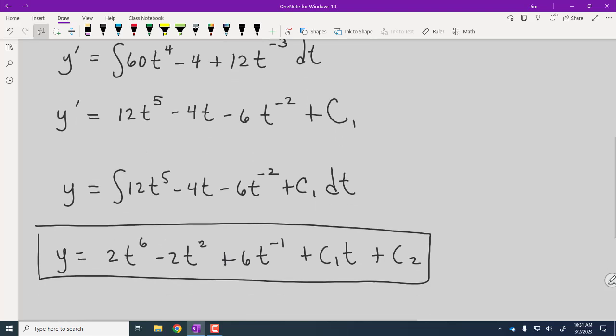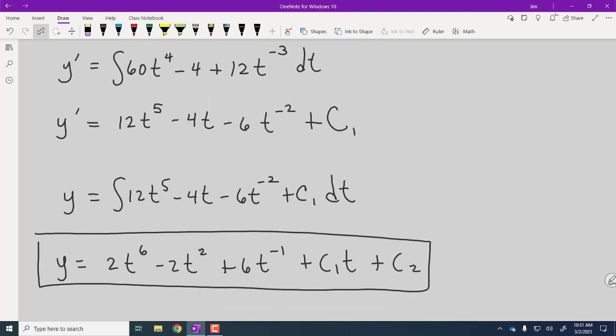Mm-hmm. So anytime we do an indefinite integral, right, we have a constant of integration. Right. Because this could be a 2, could be a 5, could be a 10.